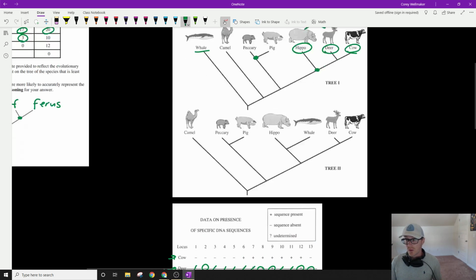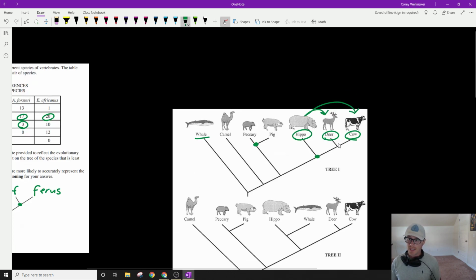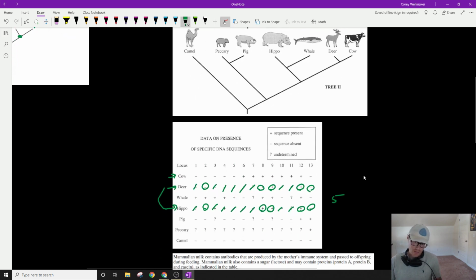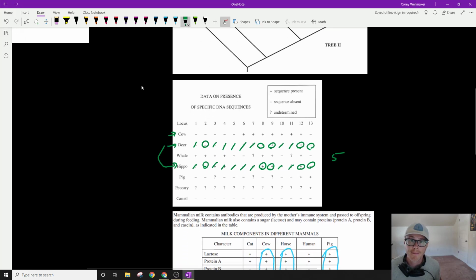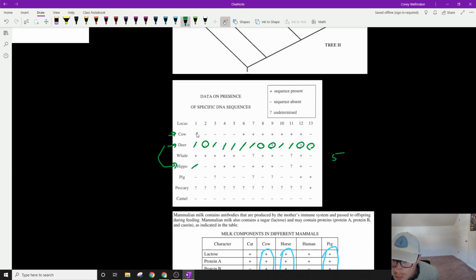There should also be, according to the top cladogram, approximately 5 similarities when you compare the hippo to the cow. So let's see if that's what the data shows. All right, so that's nope. 1, 2, 3, 4, 5, 6.